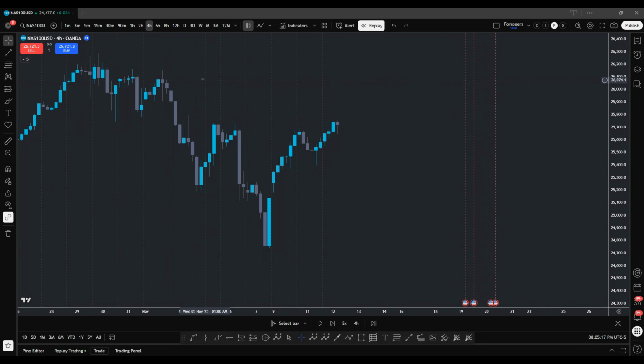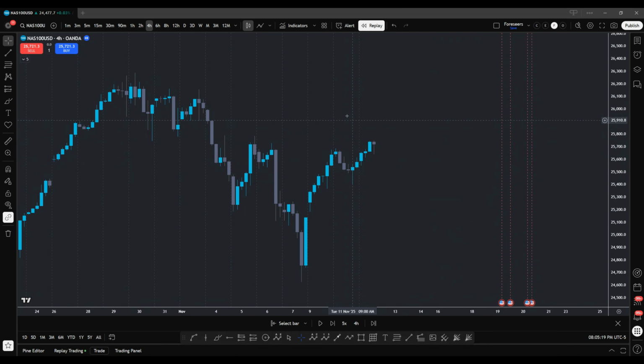So with NAS 100, these last 4 hours, right? What we have seen for the past few days is price has been pretty bearish, right? Bearish here, bearish here, bearish here, and then we actually have a break of structure right here. So I have no reason to believe that we are going to change trend any other moment or at any other time.